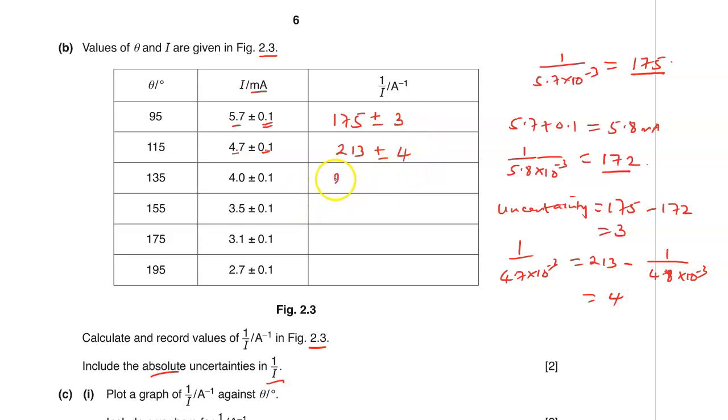So let me give you the values that I've already calculated for the rest. Plus or minus 6. This is 286 plus or minus 8. This is going to be 323 plus or minus 11. And then this one is 370. The smaller the current, the bigger the reciprocal. I hope you know that. Plus or minus 13. So you have all values there, of course.